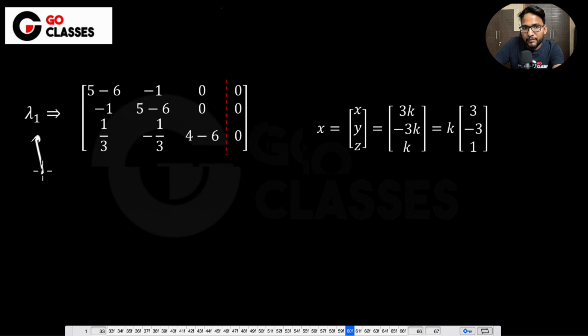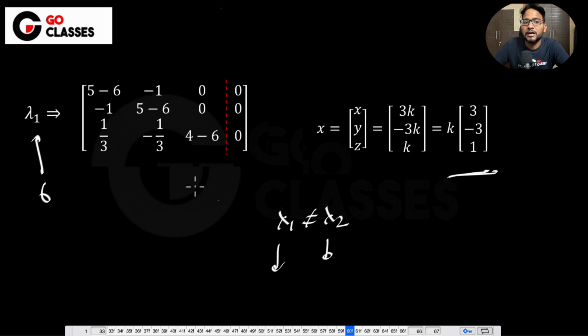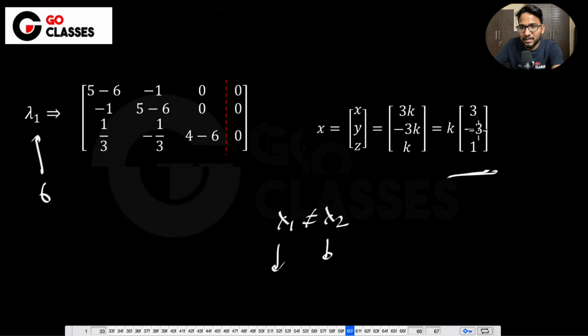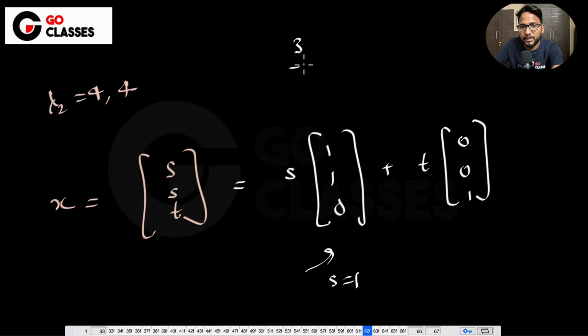So see, if this lambda is repeating just one time, so there is just one lambda, then you cannot get more than one linearly independent eigenvector. Okay, so anyway, I will talk about it later. But we already know one theorem: if lambda 1 and lambda 2 are not equal, then the corresponding eigenvectors are linearly independent, right? So see, this 6 and the next one, which is 4, these two are not equal. That's why this is 3, minus 3, 1 for lambda equal to 6, and here you got this set of eigenvectors, right?